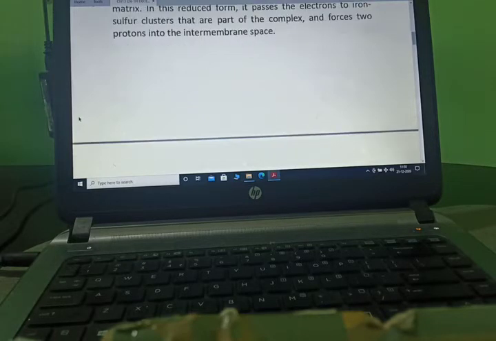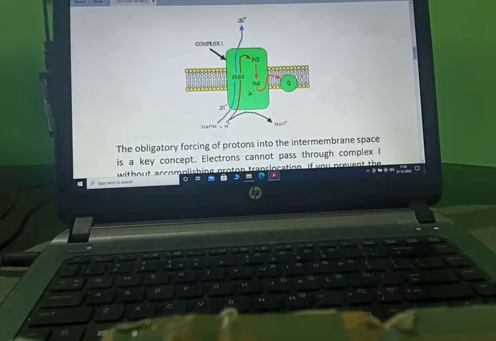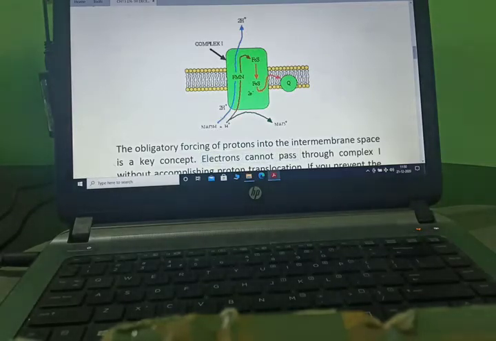In this reduced form, it passes the electrons to iron sulfur clusters that are part of the complex and forces 2 protons into the intermembrane space. Now we will see this is complex 1: flavin mononucleotide, iron sulfur clusters, NADH plus H, and here NAD, and here reduced hydrogen, and again it is released. This is complex 1, and from here it goes to complex 2.